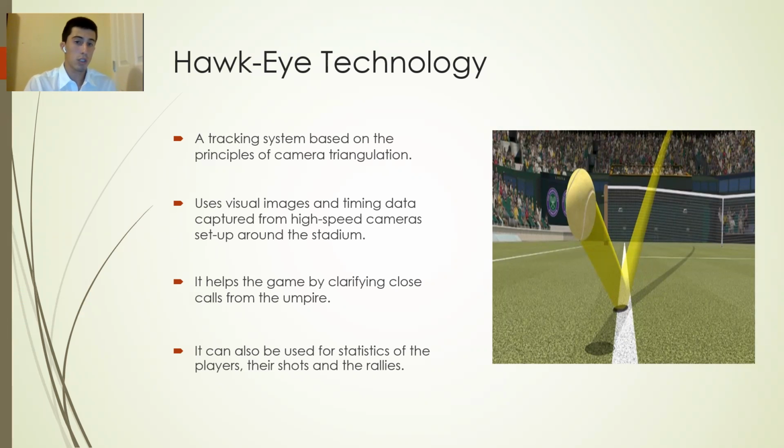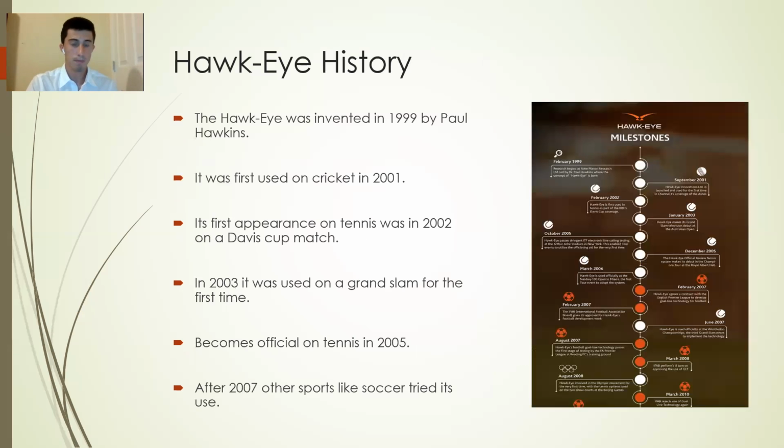So the technology uses visual images and timing data captured from high-speed cameras set up around the stadium. It helps the game by clarifying those calls and not making a lot of polemic around it. The Hawkeye technology can also be used for statistics on the players, shots and rallies. This is very common during tennis broadcasting on television, with commentators using images like this to demonstrate to the audience how players are putting effects and spins on their shots, how much the balls are bouncing and the speed of the ball, and all of that is only possible because of the Hawkeye technology.